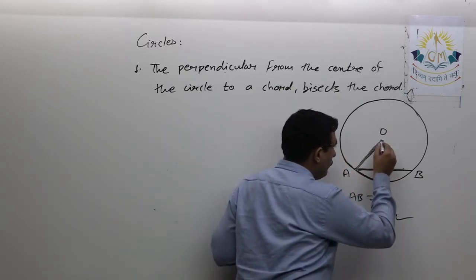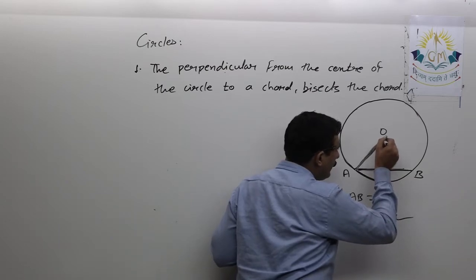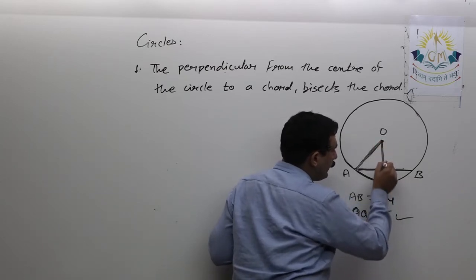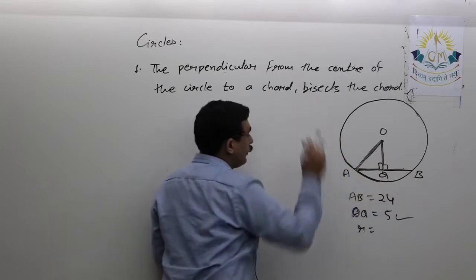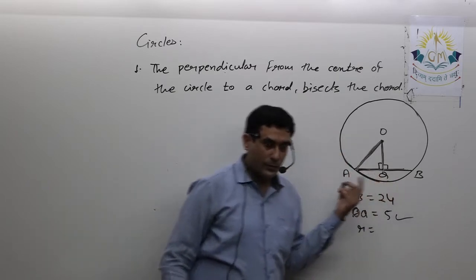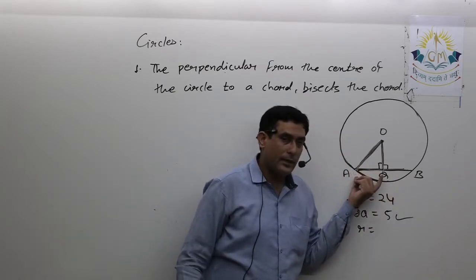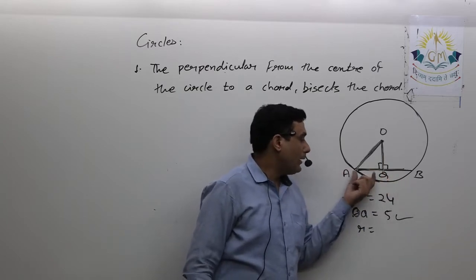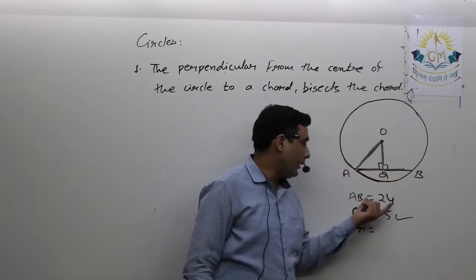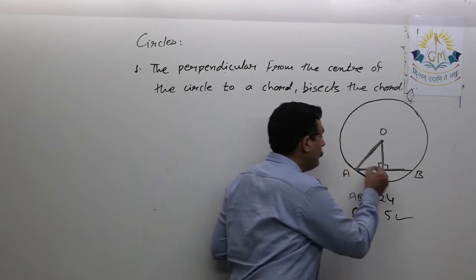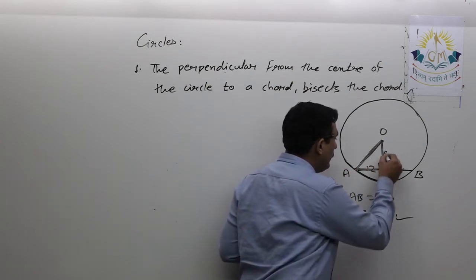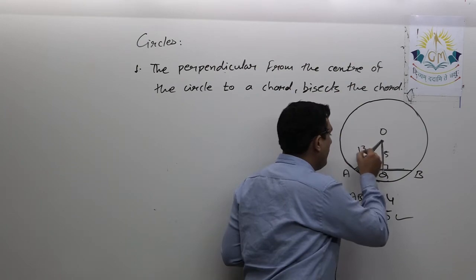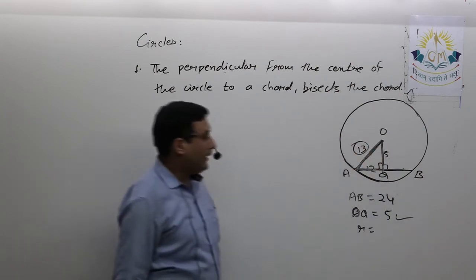Now we need AQ to get the length of the radius. It is also given that a perpendicular is drawn from the center to the chord. So according to this theorem, it will bisect the chord. As it bisects the chord, AQ is equal to QB, or AQ is equal to half of AB. So AB equal to 24, AQ will be 12. This will be 12, this will be 5. If you apply the Pythagoras theorem, AO will be 13.